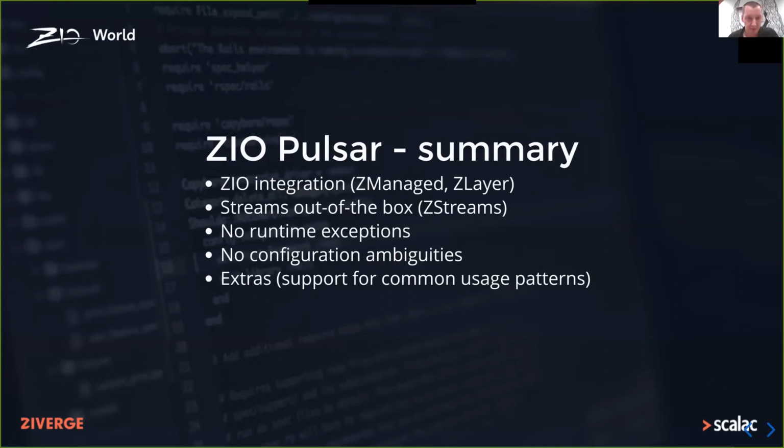So the takeaway is ZIO Pulsar will provide us with close ZIO integration, will integrate with streams out of the box, will remove a lot of runtime exceptions and configuration ambiguities, and will provide some extra support for common usage patterns. And today, after watching one of Adam's presentations, I know that I need ZHub for some of these features.